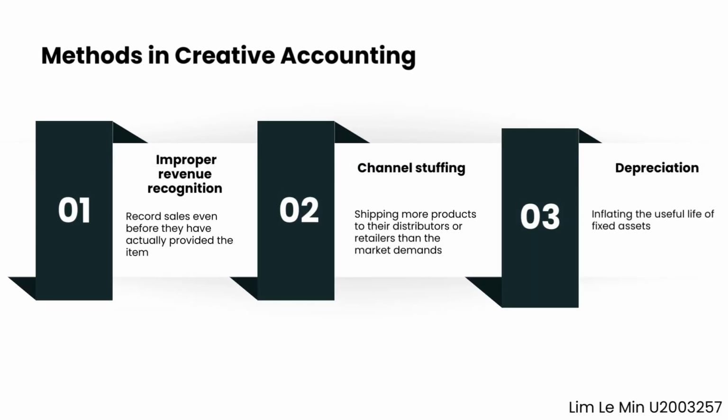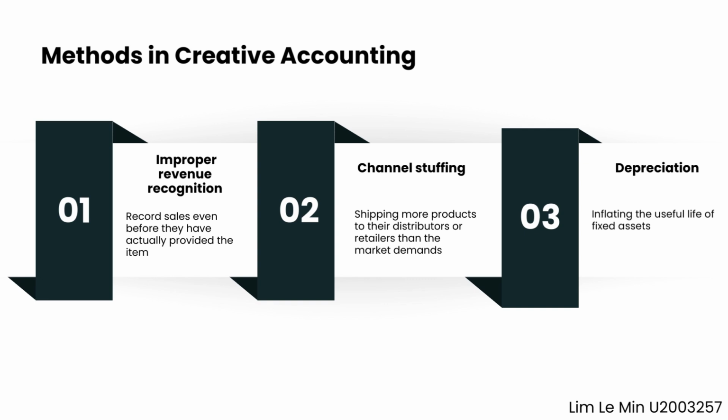So now I will proceed to common methods in creative accounting and earnings management. First, improper revenue recognition is the most common kind of creative accounting that is practiced in Malaysia. The accounting procedure known as revenue recognition enables a business to record sales even before they have actually provided the items or carried out the service in question, and is open to being used unethically.